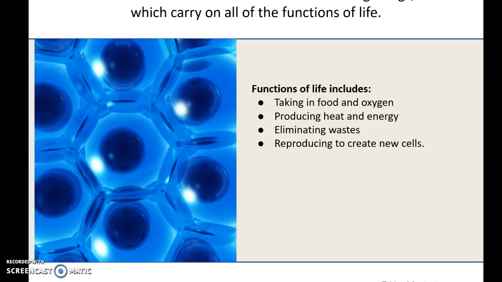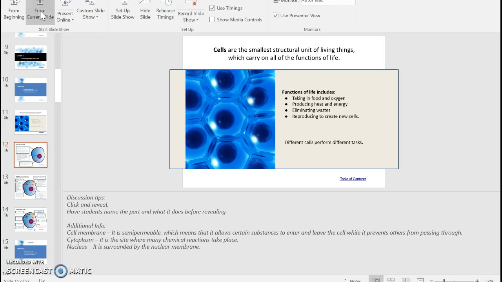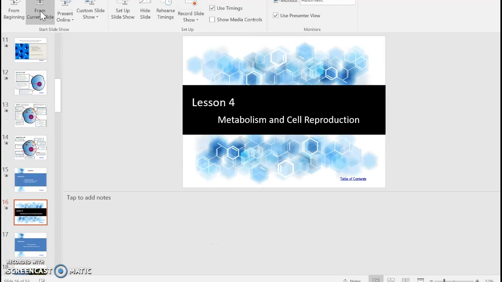So I pulled this slide up because I wanted to let you see just a minimalized version here of some of the functions that cells have. For instance, taking in food and oxygen, producing heat and energy, eliminating waste, reproducing to create new cells. Okay? See if you can think of another function and jot that down there. While you do that, I'm going to scroll on to our next slide.